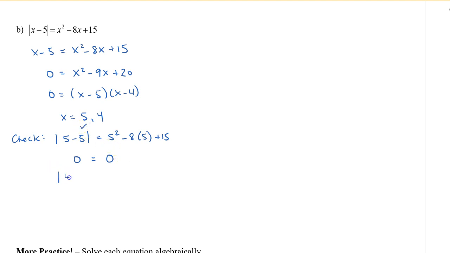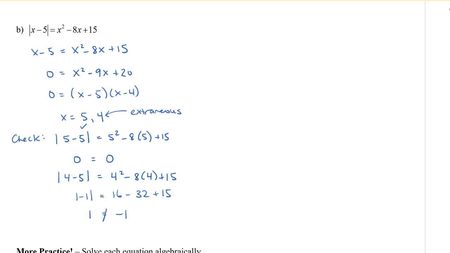Let's check 4. So we have the absolute value of 4 minus 5 equals 4 squared minus 8 times 4 plus 15. On the left, I have the absolute value of negative 1, which equals 1. On the right side, I have 16 minus 32 plus 15. So 16 minus 32 is negative 16, plus 15 is then negative 1. So actually, this one does not work. 1 does not equal negative 1. So my only solution is 5, and the 4 is extraneous.